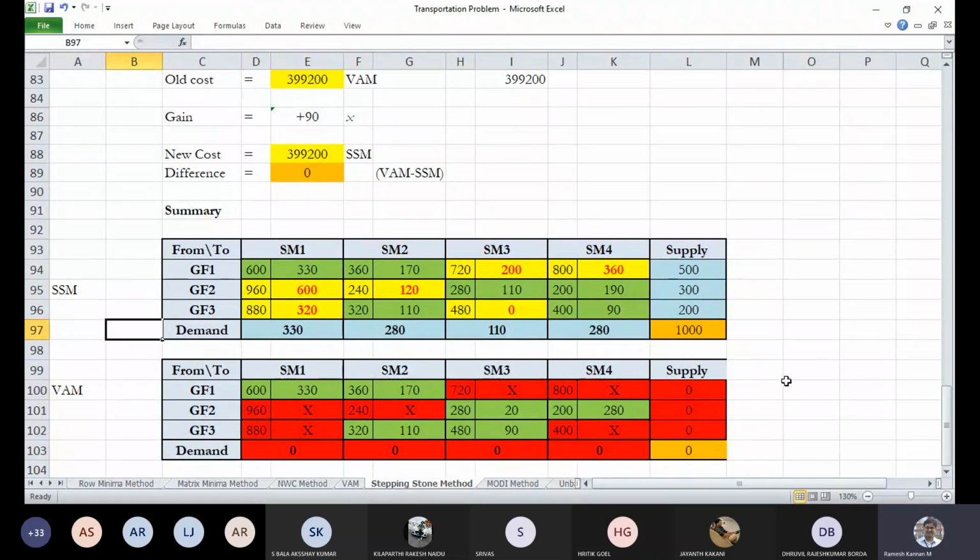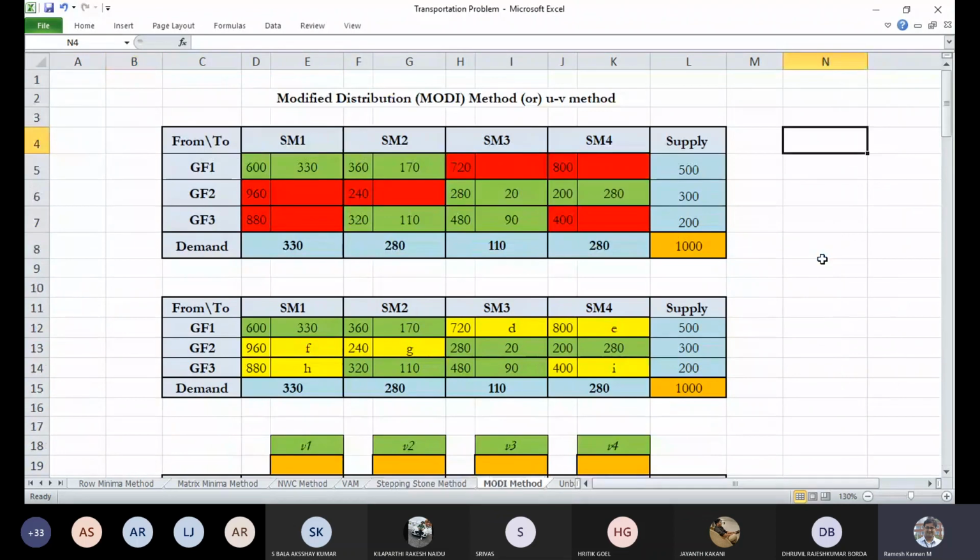So that's basically the stepping stone method, right? Next, we'll get into the modified distribution method, which is a very straightforward method. We don't have to worry about a lot of things like forming a loop. So in an exam, unless the stepping stone method is asked explicitly, you can use the modified distribution method for finding the optimal solution for a transportation problem, right? Let's take a look at how it works. We'll copy the final solution from VAM. The reason we choose VAM is that our initial basic feasible solution in VAM itself has a lower transportation cost when compared to the other methods, right?